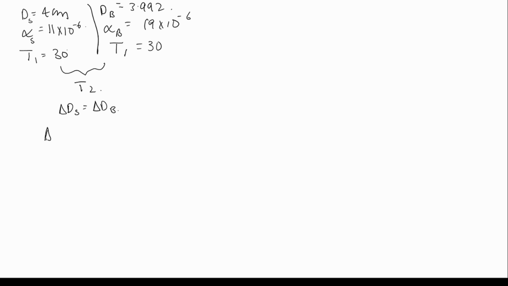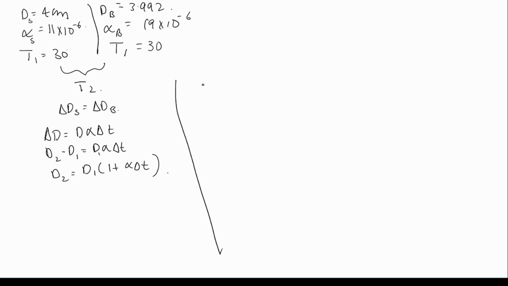So delta D is equal to D alpha delta T. Delta D is nothing but D2 minus D1, which is equal to D alpha delta T. So D2 is equal to D1 into (1 plus alpha delta T). So this will be equal for steel and brass. Now we'll substitute the values.